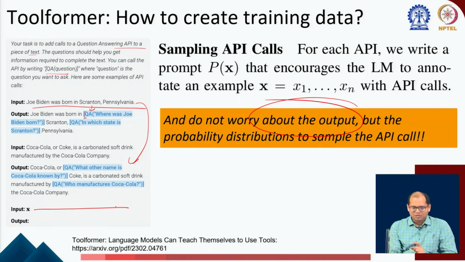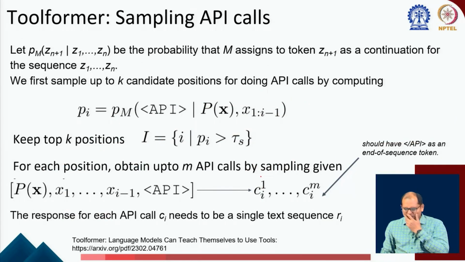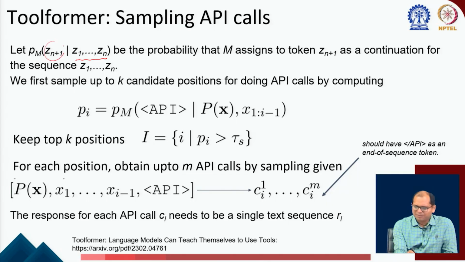So given this input, it will start generating a probability distribution where it can also generate these API calls, the open brackets and all. Now we will make use of that probability distribution. How exactly? This is very fundamental. These are the n tokens that have already been seen, and you have the probability for the n+1th token that a language model is assigning as a continuation of the previous sequence.